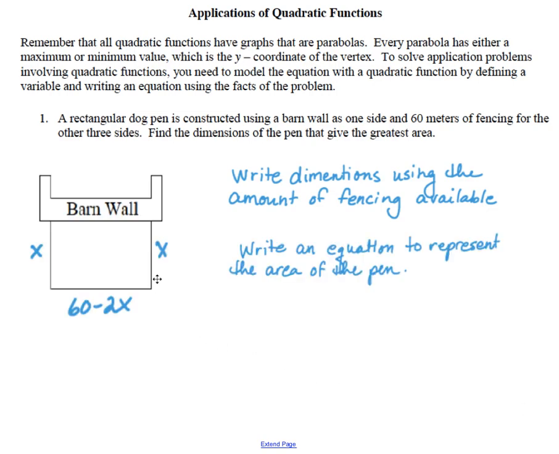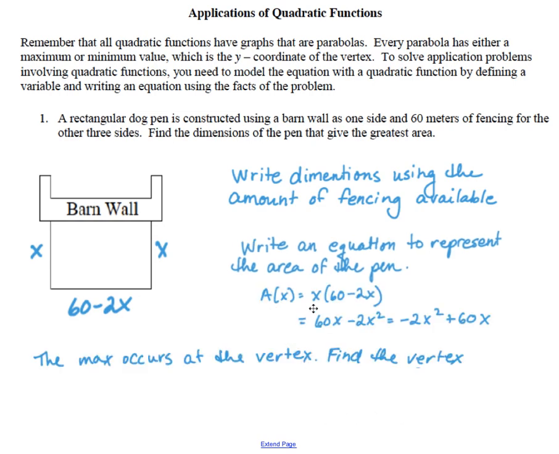As you can see, I made my width x, and then my length is going to be 60 minus 2x because I had 60 meters of fencing. The next step is to write an equation to represent the area of the pen based upon the dimensions. And I have a rectangle here. Remember, the area of a rectangle is base times height. So write the equation to represent the area now. Press pause and play when you're ready.